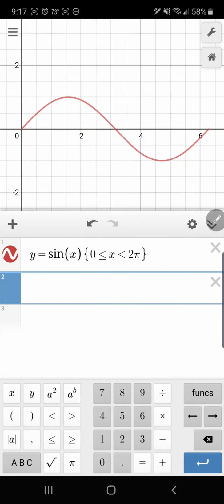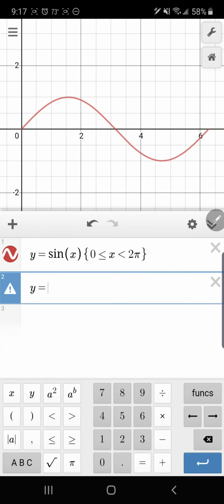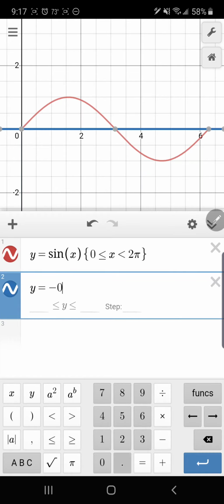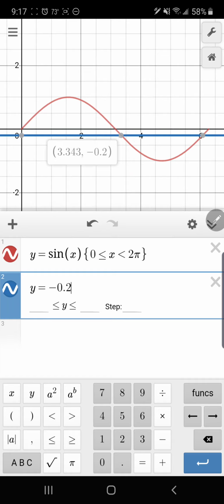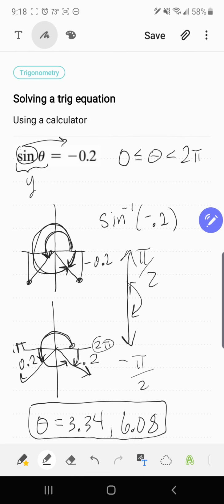And now what we want to do in this second equation is we want to say y equals whatever the sine theta should be equal to. And that's negative 0.2. So y equals negative 0.2. Oh, and look at that. Do you see there's two intersections? Right here and right here. So those values, those radian angles where sine theta is equal to negative 0.2 is 3.34 and 6.08, and that is exactly what we got doing it by hand.